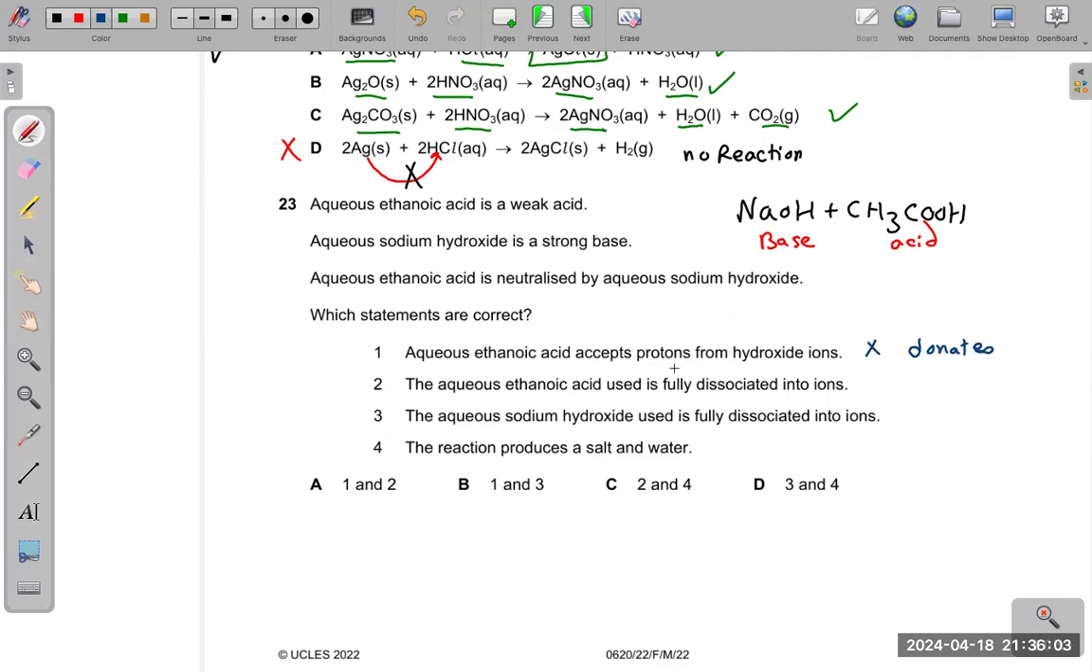The aqueous ethanoic acid used is fully dissociated into ions. This is a weak acid. Does a weak acid dissociate completely or only partially? Partially. So this is wrong. The aqueous sodium hydroxide used is fully dissociated. Strong, yes. So can I say it's fully dissociated? Yes. The reaction produces salt and water. Yes, any base and acid give me salt and water. So this means that 3 is correct and 4 is correct. So both of them are correct, which means the answer is D.